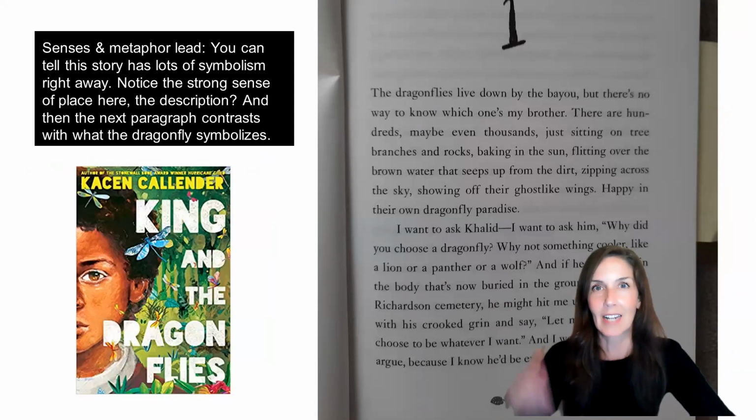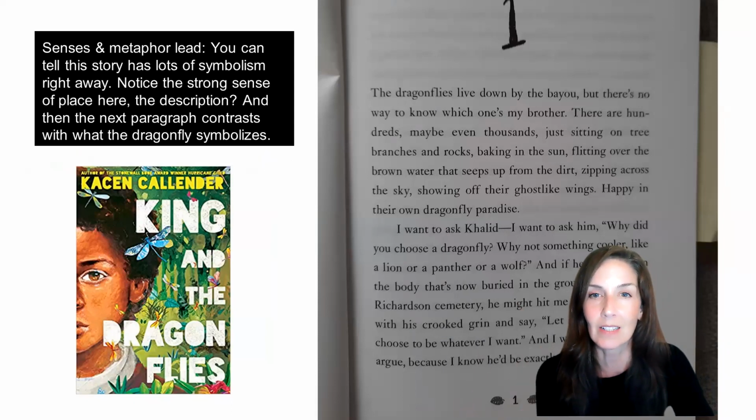Oh my gosh, I can't skip over this one. The King and the Dragonflies by Case and Callender. Let me just read to you the first couple sentences.